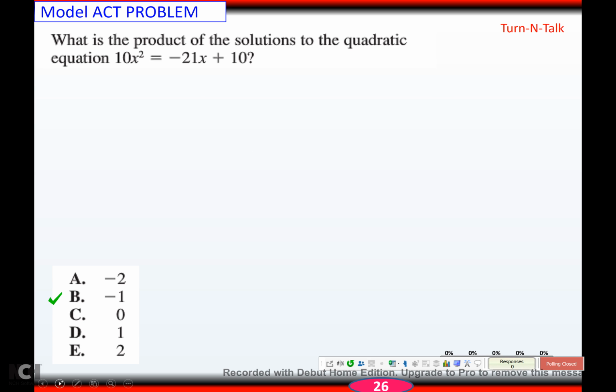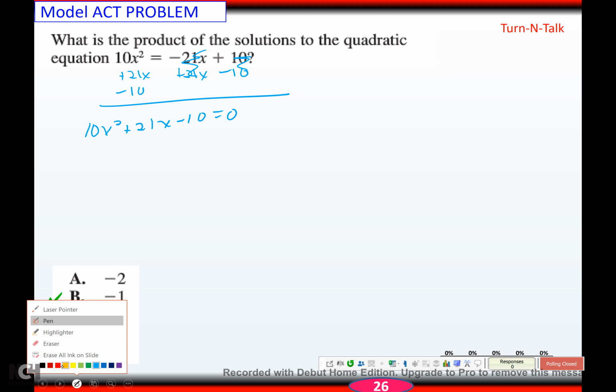And hopefully you got B. All right, the product of the solutions. That means I got to find the solutions first. So I got to get everything on the same side. So I'm going to add 21x to both sides, which kills him. And I'm going to subtract 10 from both sides, which gives me 10x squared plus 21x minus 10 equals 0.